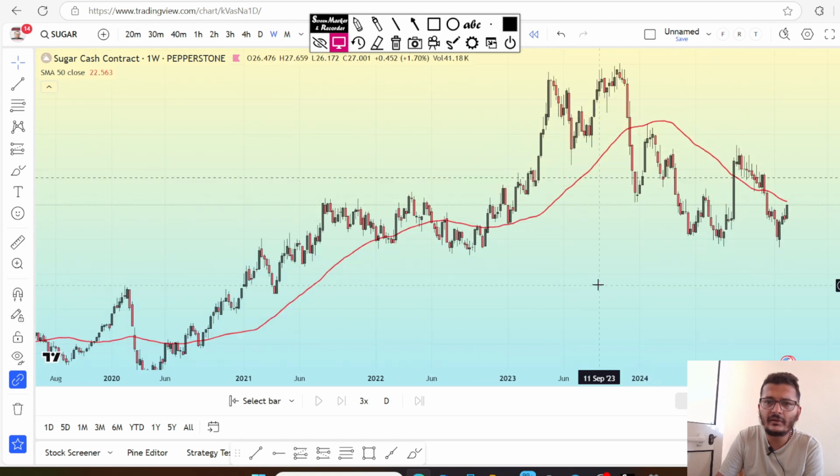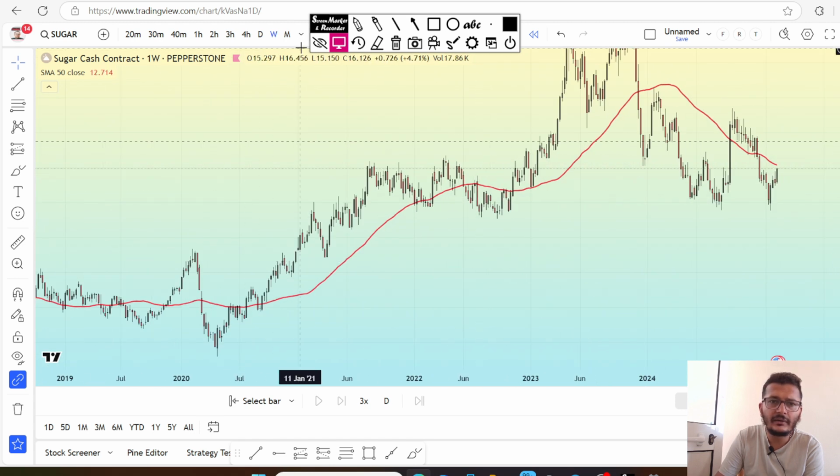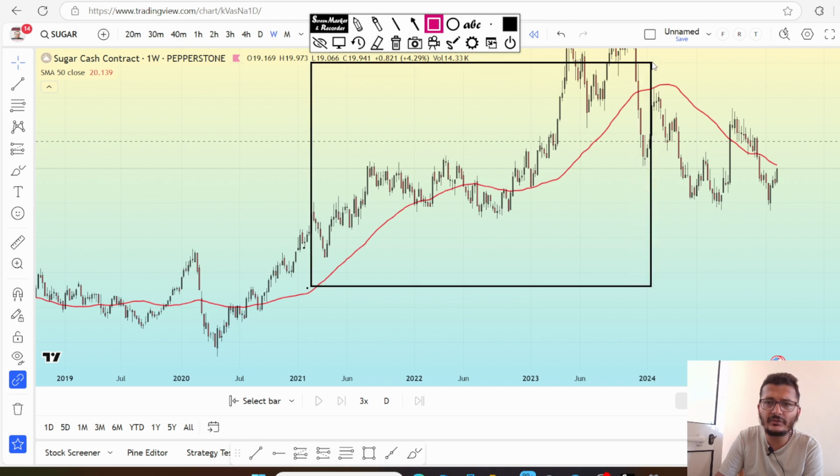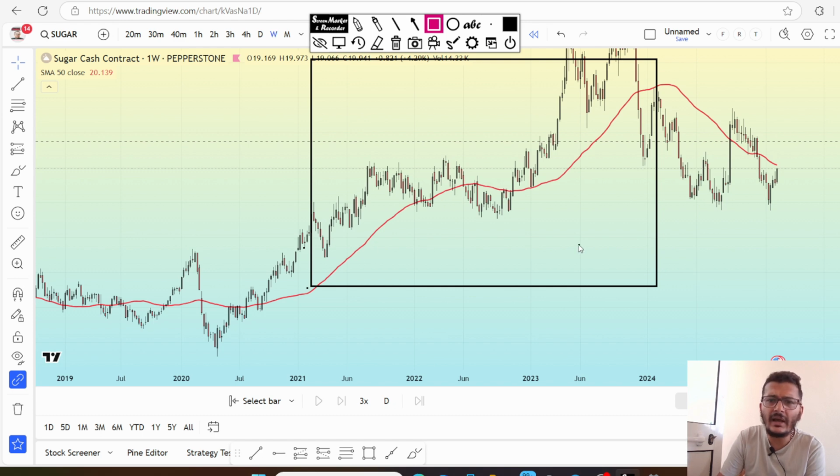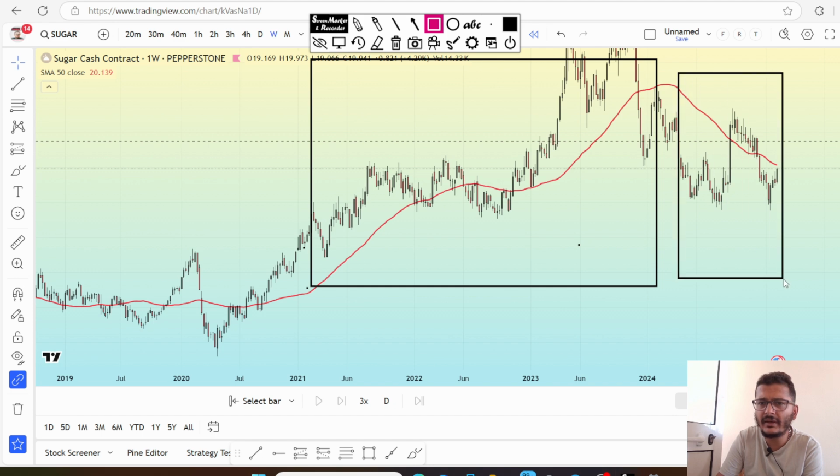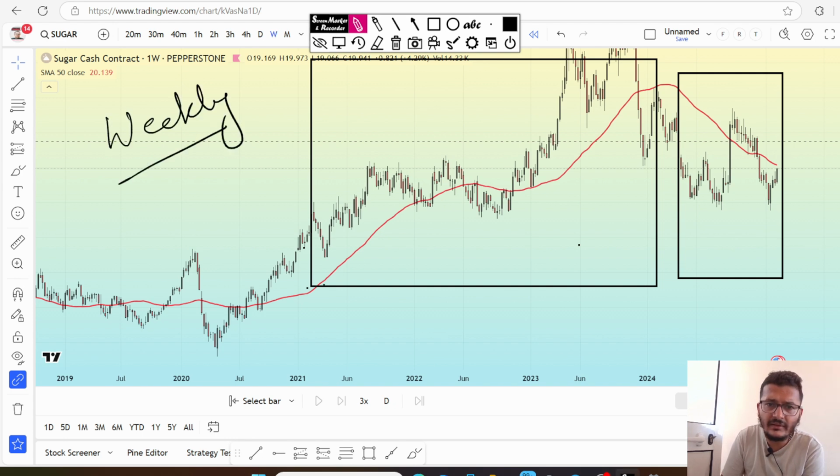In the weekly chart, the weekly moving average was rising from this to this level. That means we are in the long trade at this level. But from here, the moving average is falling. You need to understand that in this time zone, in the weekly chart, the moving average is rising.